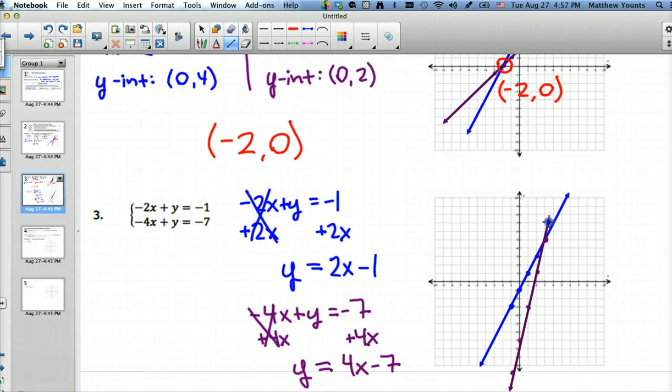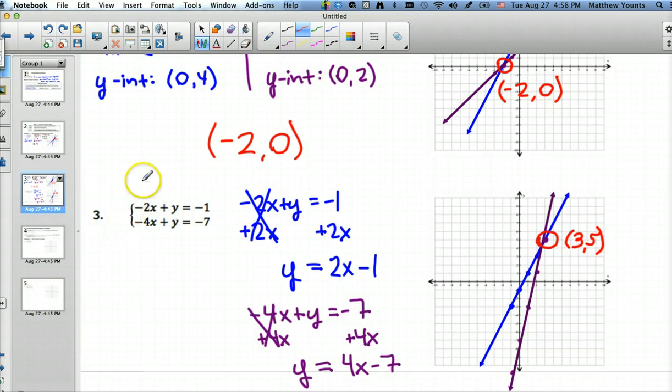Now while you're graphing these lines, again, keep in mind, make sure your lines look the way they should. For positive slopes, make sure your lines are increasing. For negative slopes, make sure they're decreasing. In this system, you can see the two lines cross at, it looks like, the point (3, 5).